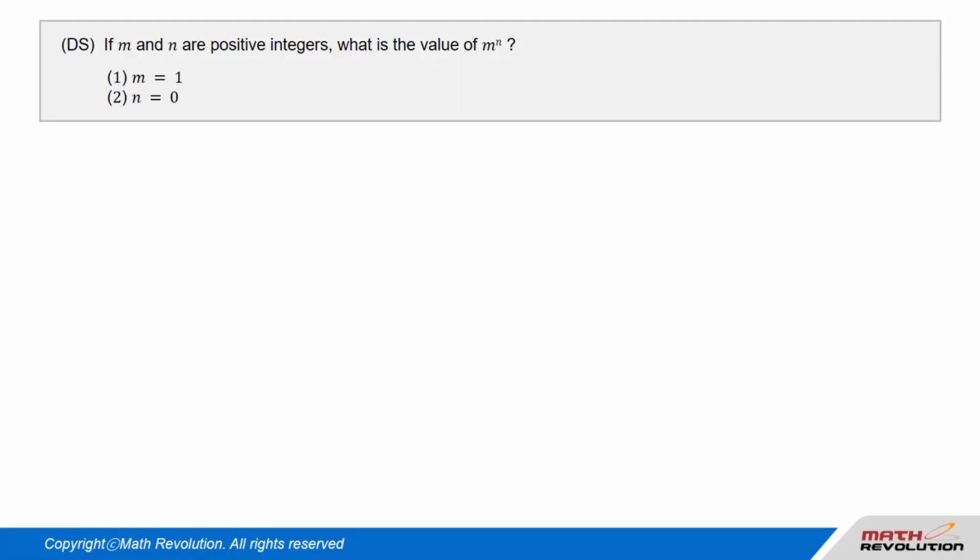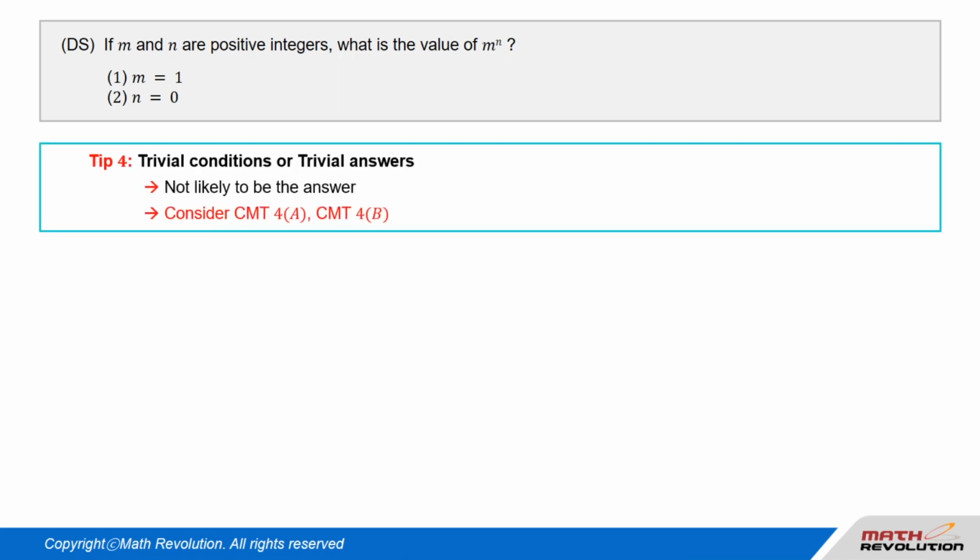Question 3. DS. If m and n are positive integers, what is the value of m to the power of n? Condition 1. M equals 1. Condition 2. N equals 0.